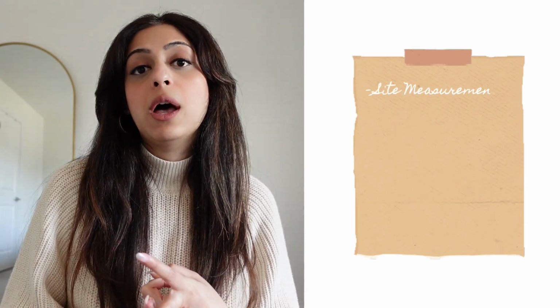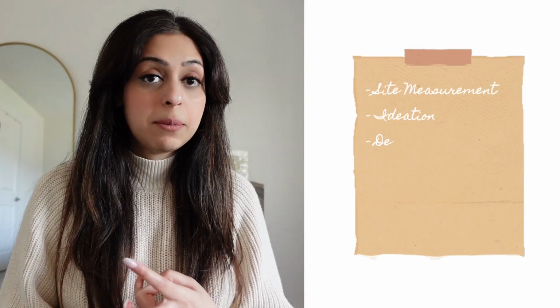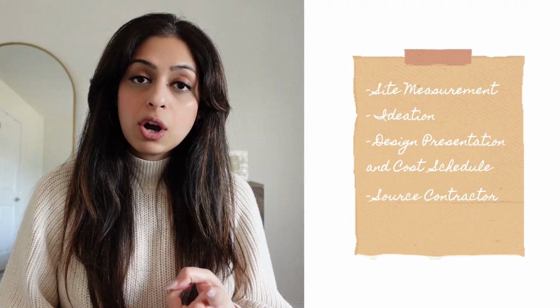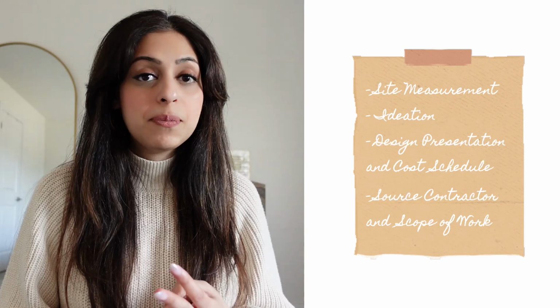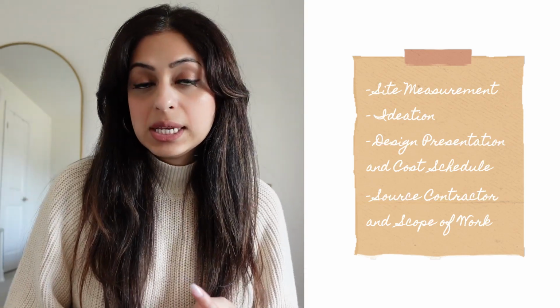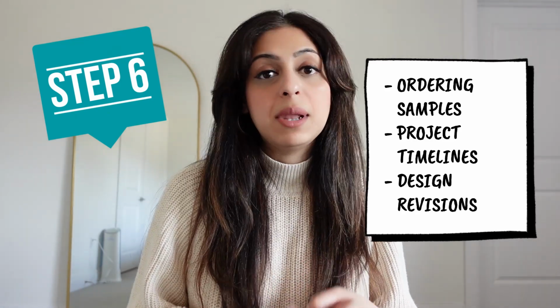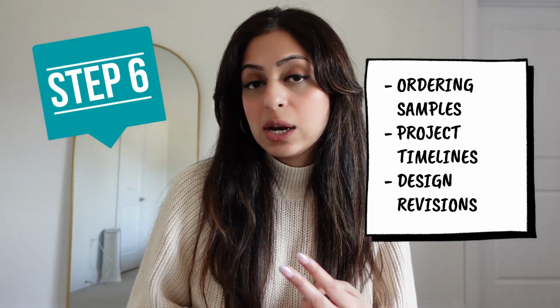So far, as part of the design and planning stage, we have talked about site visit and conducting site measurements. We've talked about putting together the first design presentation along with a cost schedule. We've also talked about meeting the contractor on site and giving them a scope of work with the project needs. Now we're going to talk about ordering samples, figuring out timelines, and also working on design revisions.